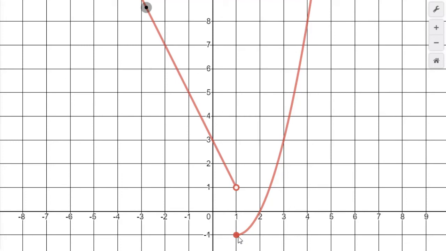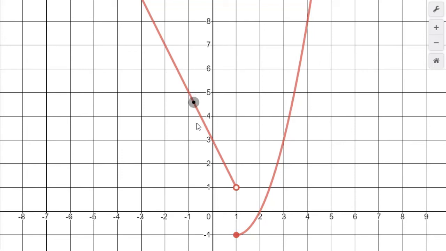And then the solid point stays on the other piece, which looks like a quadratic function. So when x is greater than or equal to 1, our function is x squared minus 2x. And so that's the graph for our function. And so, all right, now think about if I would put a tangent point anywhere on the left piece right here.